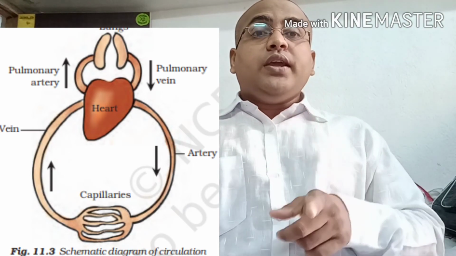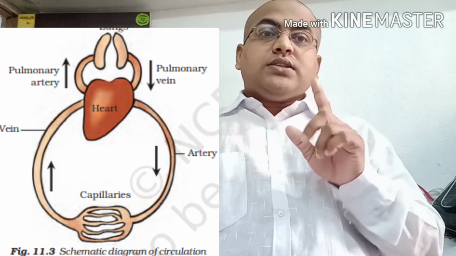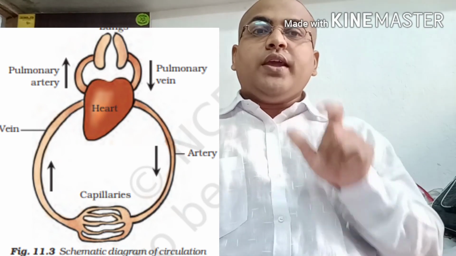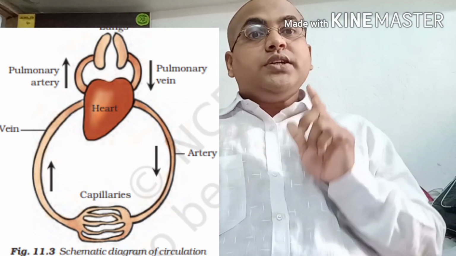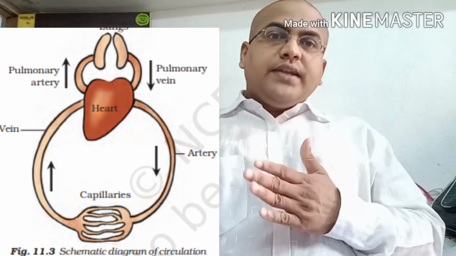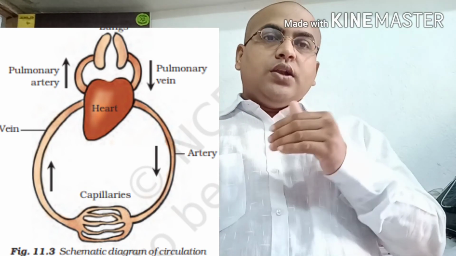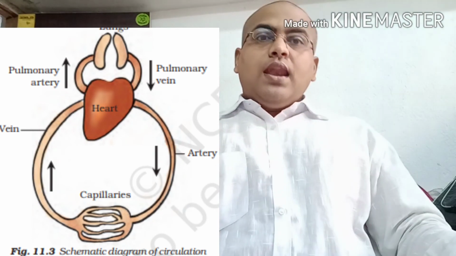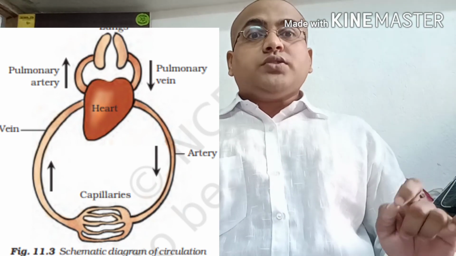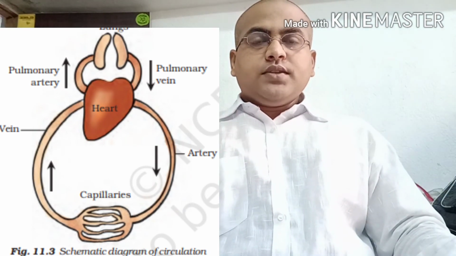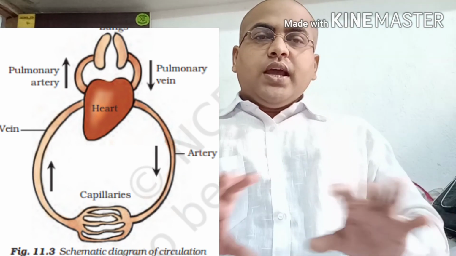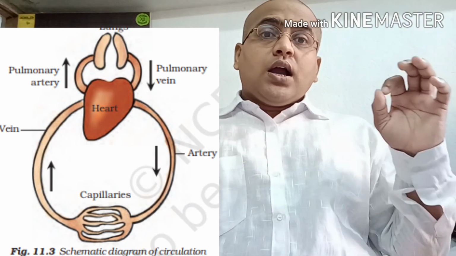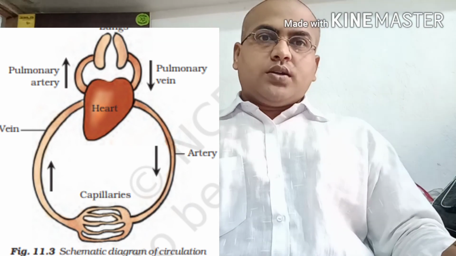Remember the word pulmonary artery. In the previous class I told you arteries carry only oxygenated blood, but this artery, named the pulmonary artery, carries deoxygenated blood from the right ventricle to the lungs for the removal of carbon dioxide from the blood. So this is the whole process in which our heart works, and it works continuously, non-stop.